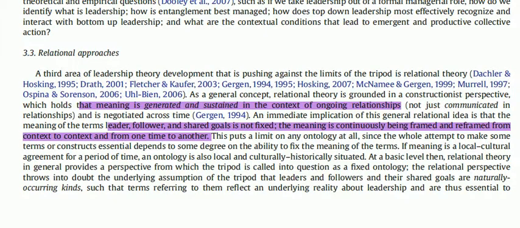It's relational. Yep, totally get that. Meaning is generated and sustained in the context of ongoing relationships. So leader, follower, and shared goals is not fixed. The meaning is continuously being framed and reframed from context to context and from one time to another. Now that works for me.